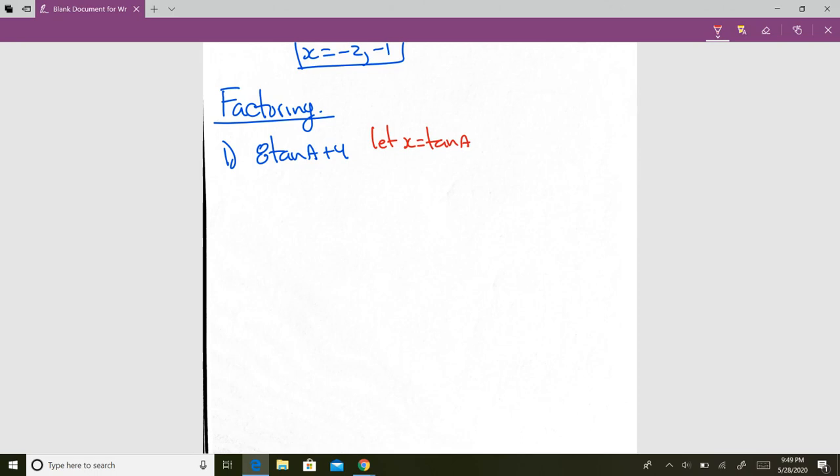So then I turn this equation into 8x plus 4. And if I ask you to factor that, you would say, well, pull out a common factor of 4. And I'm left with 2x plus 1. And then put back in what x is. So it would be 4 times (2 tan a plus 1), instead of x, we write tan of a. There, we factored it. You can do that every time you want.